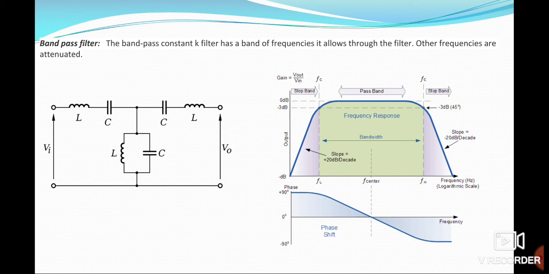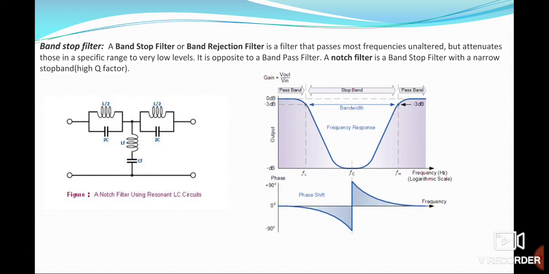So this is basically defined as the band pass filter frequency range, and here is given the graph for both the phase plot and the amplitude plot for the band pass filter. And the last one is the band stop filter.